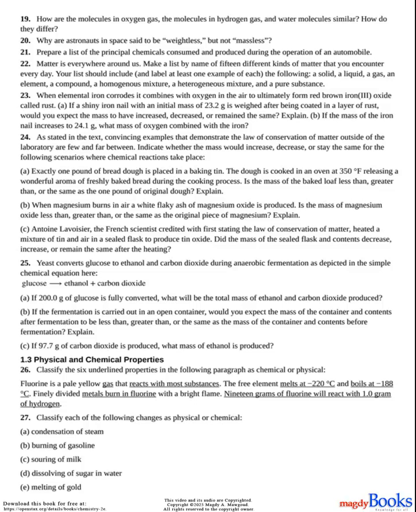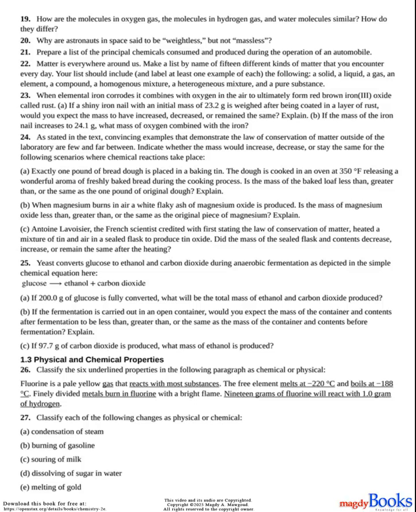25. Yeast converts glucose to ethanol and carbon dioxide during anaerobic fermentation as depicted in the simple chemical equation here. Glucose yields ethanol plus carbon dioxide. A. If 200.0 gram of glucose is fully converted, what will be the total mass of ethanol and carbon dioxide produced?